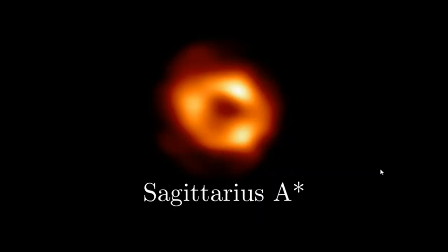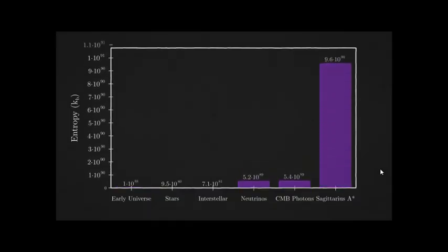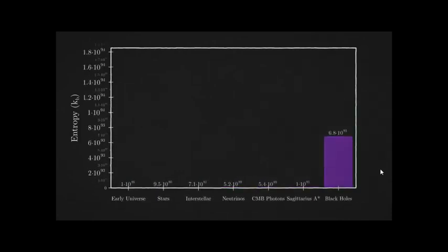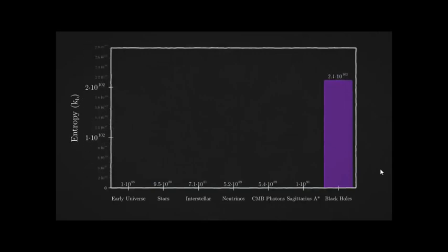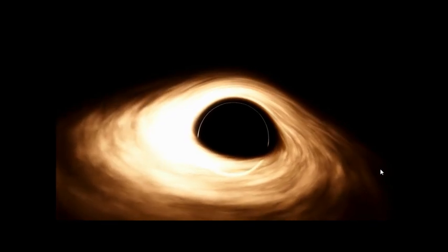The supermassive black hole at the center of the Milky Way has about 10 to the 91 Boltzmann constants of entropy. That is 1,000 times as much as the early observable universe, and 10 times more than all the other particles combined. And that is just one black hole. All black holes together account for 3 times 10 to the 104 Boltzmann constants worth of entropy. So almost all the entropy of the universe is tied up in black holes.